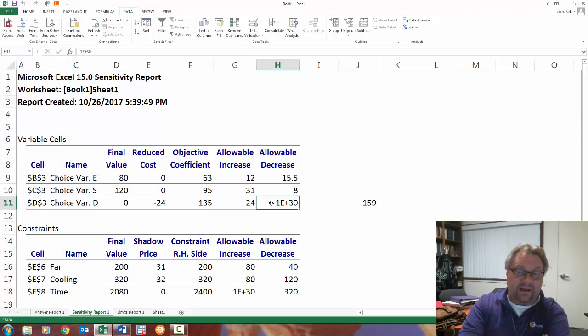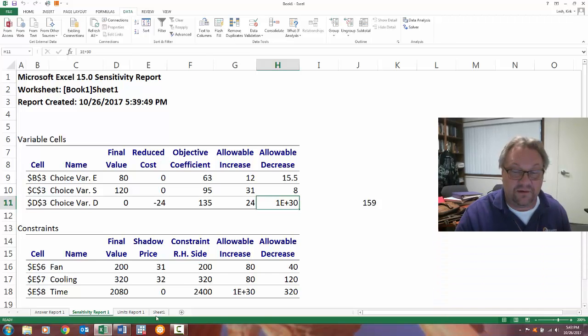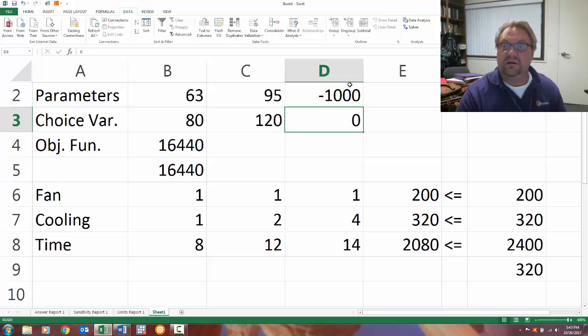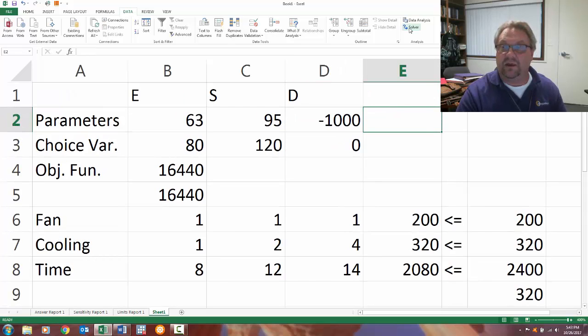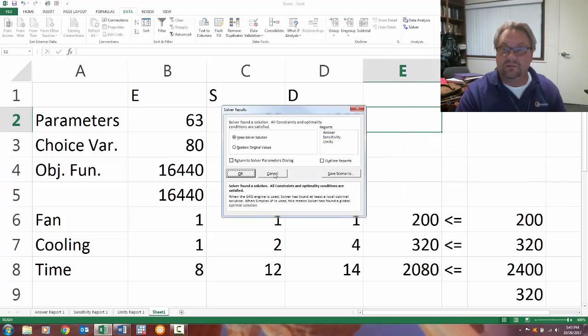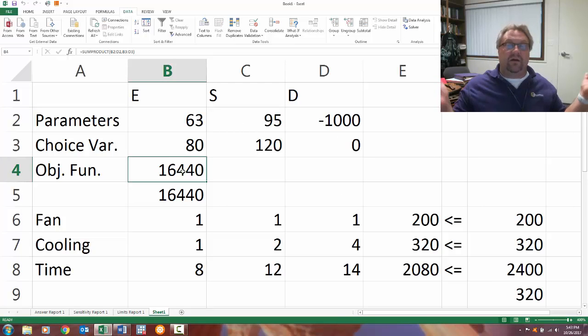Now, the reason for that is because I'm not selling any of the deluxe models. So I can go down to 0 or I can put in a negative number and nothing's going to change. I can even give you, check this out, let's say negative $1,000, and run solver again with this new parameter. Voila, doesn't matter. Why? Because I'm not producing any of the deluxe air conditioners.